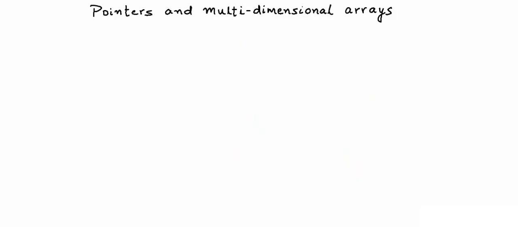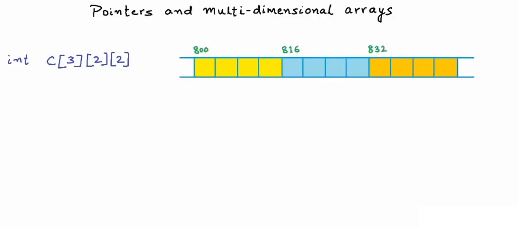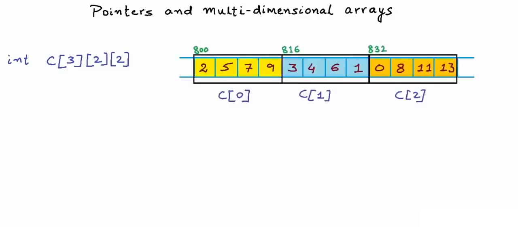Now let's say we have created a 3-dimensional array named C. We have an array of 3 cross 2 cross 2. A 3-dimensional array is basically an array or collection of 2-dimensional arrays. So if I have to show C in memory, I will show it something like this. I have assumed that the starting address of C is byte addressed 800. The first 16 bytes starting address 800 is my first 2-dimensional array.